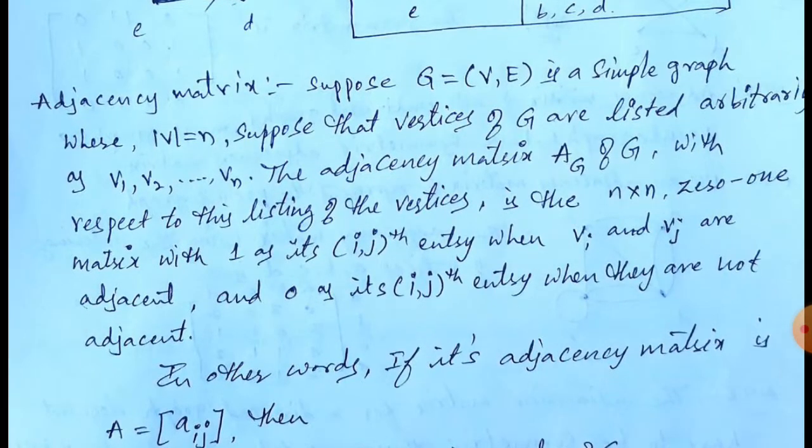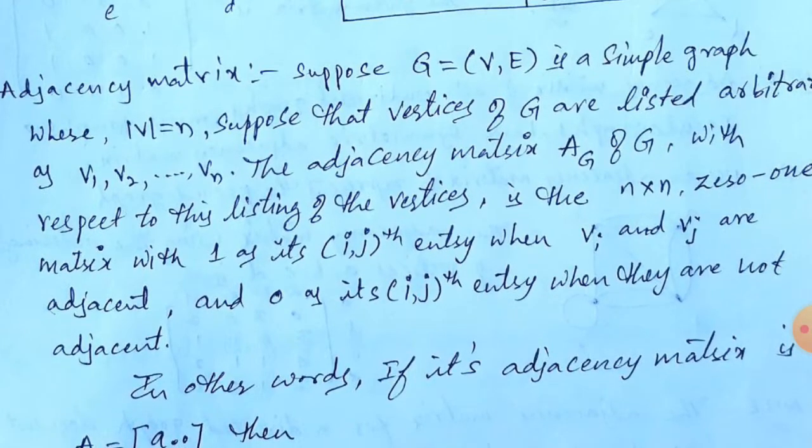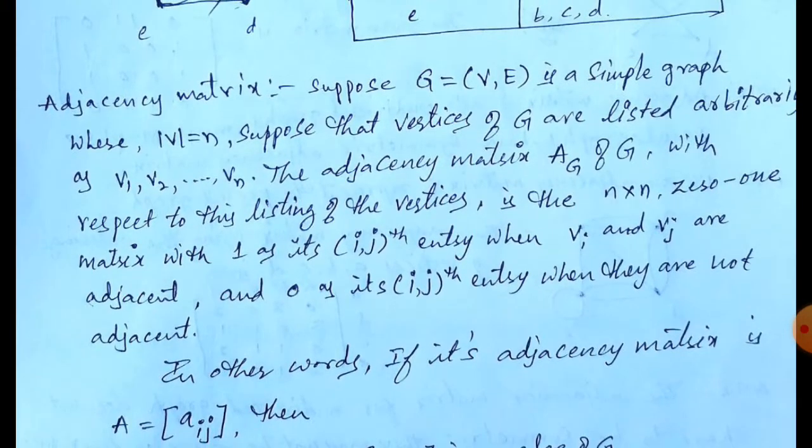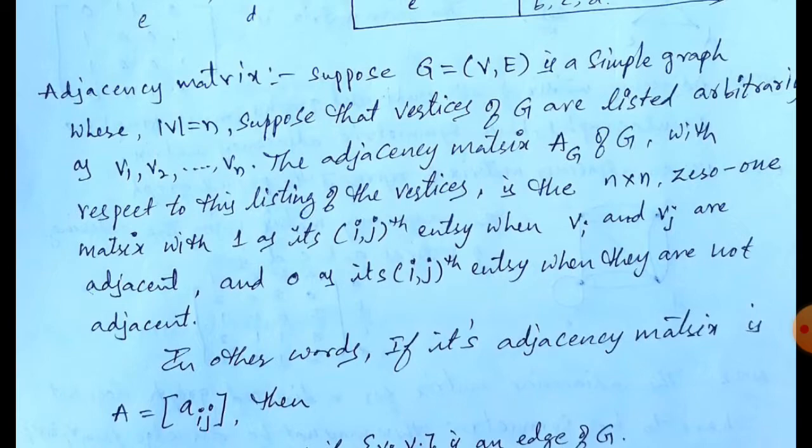Now we can see the definition of the adjacency matrix. Suppose G equals (V, E) is a simple graph where |V| is n. Suppose that the vertices of G are listed arbitrarily as V1, V2, and so on up to Vn, that is the number of vertices. The adjacency matrix A_G of G, we can denote the adjacency matrix with A_G, with respect to this listing of the vertices, is the n by n zero-one matrix with 1 as its (i, j)th entry when Vi and Vj are adjacent, and 0 as its (i, j)th entry when they are not adjacent.